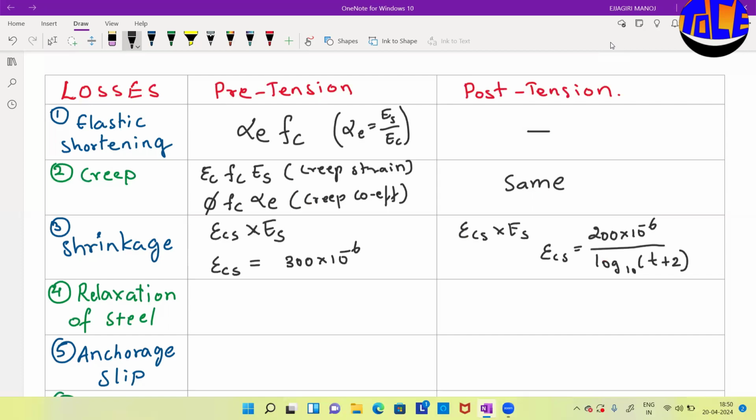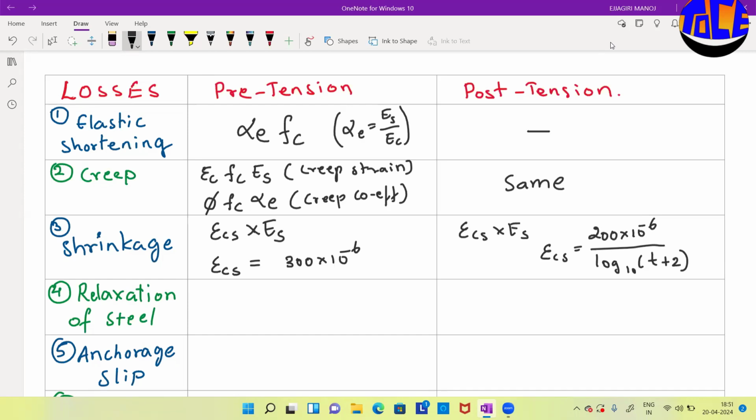Or generally, this denominator you can take as 1. That means you can directly take 200 into 10 to the power of minus 6. Okay, so here T is nothing but the age of the member, the age of the pre-stressed member while loading. So the age of the concrete at the time of loading, the member age, is nothing but the T. Okay, so this is how we are going to calculate the loss due to shrinkage.